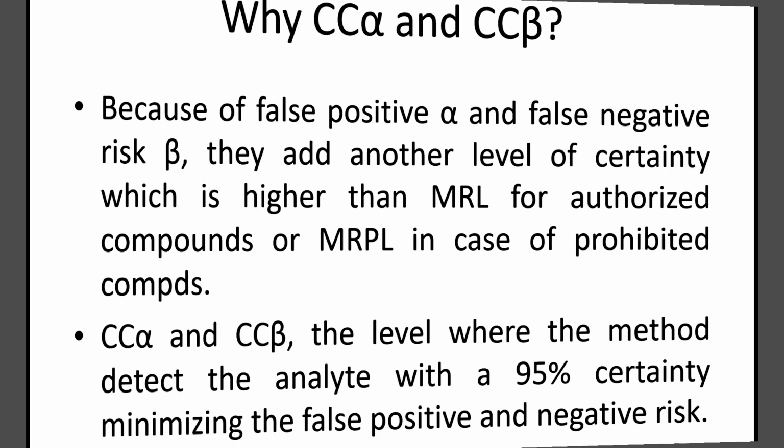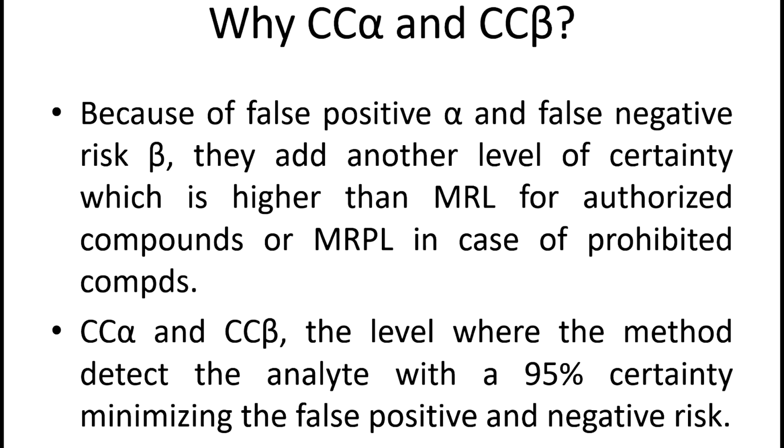So because of the false positive risk alpha and the false negative risk beta, they add another level of certainty which is higher than the maximum residue limit for authorized compounds, or the minimum required performance limit in the case of prohibited compounds. CCα and CCβ are the levels where the method detects the analyte with 95% certainty, minimizing the false positive and false negative risk. And to understand this more, you need some examples.